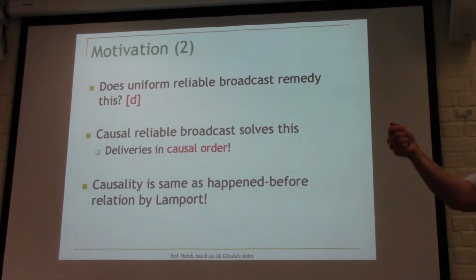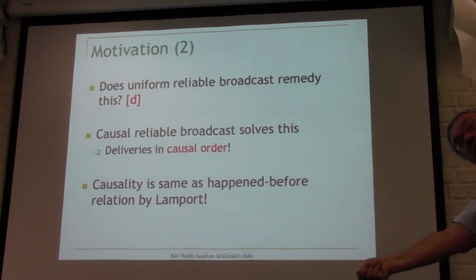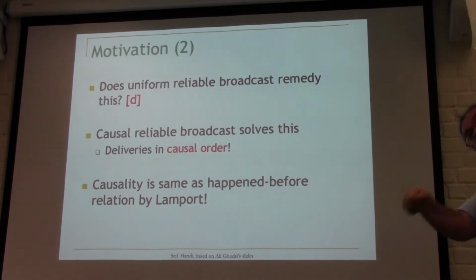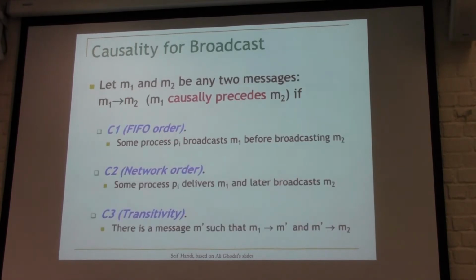And events can be happening before. They can also be the send and the receive. That's also causal, and then it's transitive. Okay? And here's the definition of causality for broadcast.